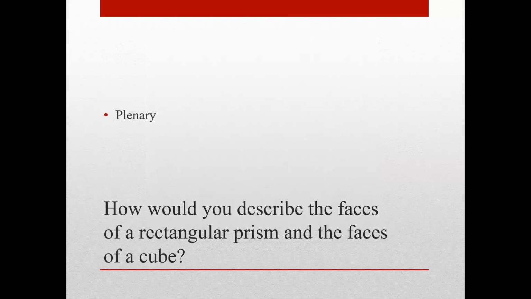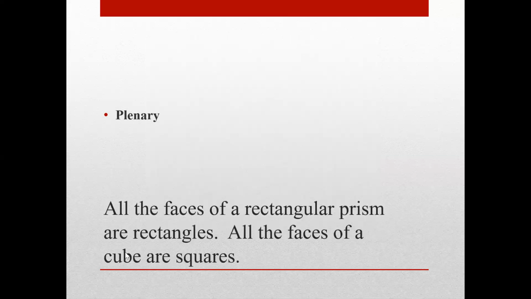So let's find out. How would you describe the faces of a rectangular prism and the faces of a cube? All the faces of a rectangular prism are rectangles. All the faces of a cube are squares.